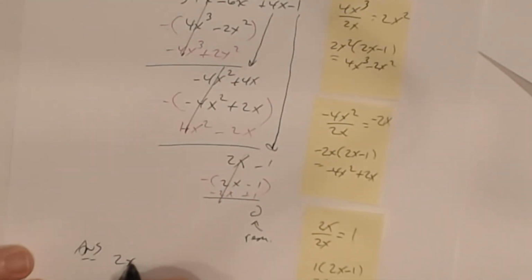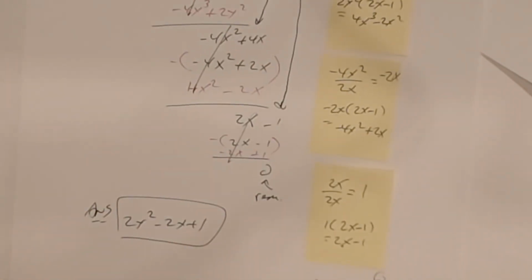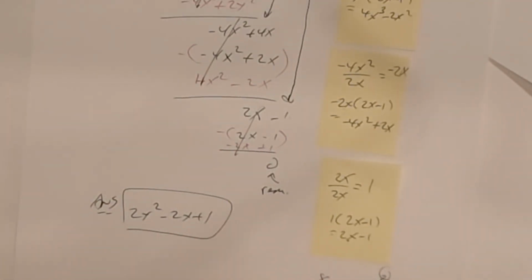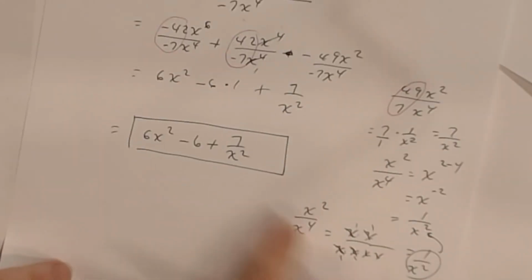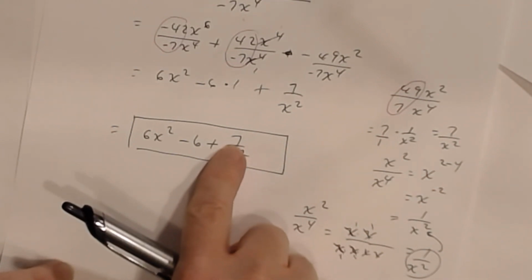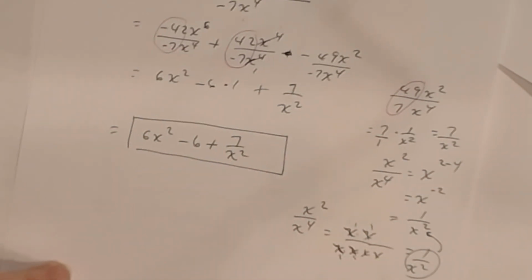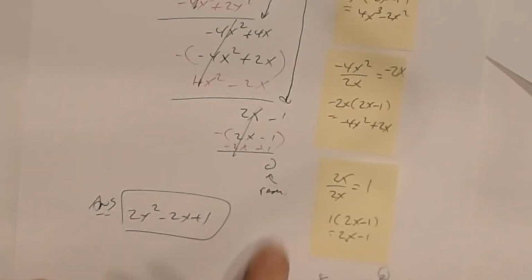So it'll be 2x squared minus 2x plus 1. There's your answer. Since the remainder is 0, there's nothing else to put. You're not going to write it like this because here you had a remainder. So you had a remainder divided by the divisor. There's the remainder 0. So you're done.